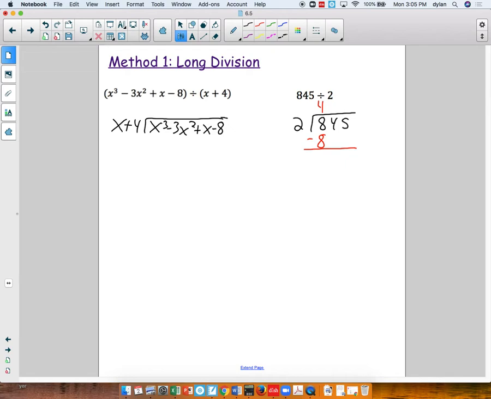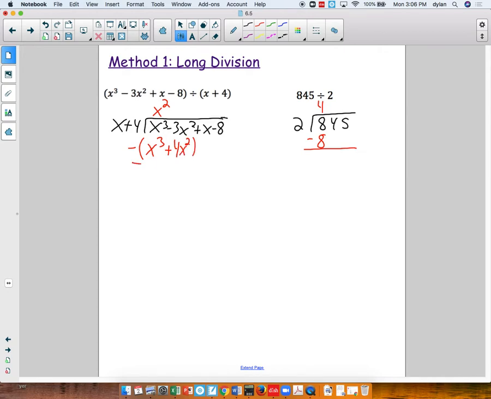So we're going to do the same thing over here with our polynomial long division. The question here is, how many times does x go into x cubed? And we just need to worry about the x because it's the higher degree between x and 4. So we're thinking about, okay, how many times does x go into x cubed? That would be x squared times. And then we're going to multiply, just like we multiplied 4 times 2 to get 8, we're going to multiply x squared times x plus 4. And we're going to end up subtracting x cubed plus 4x squared.